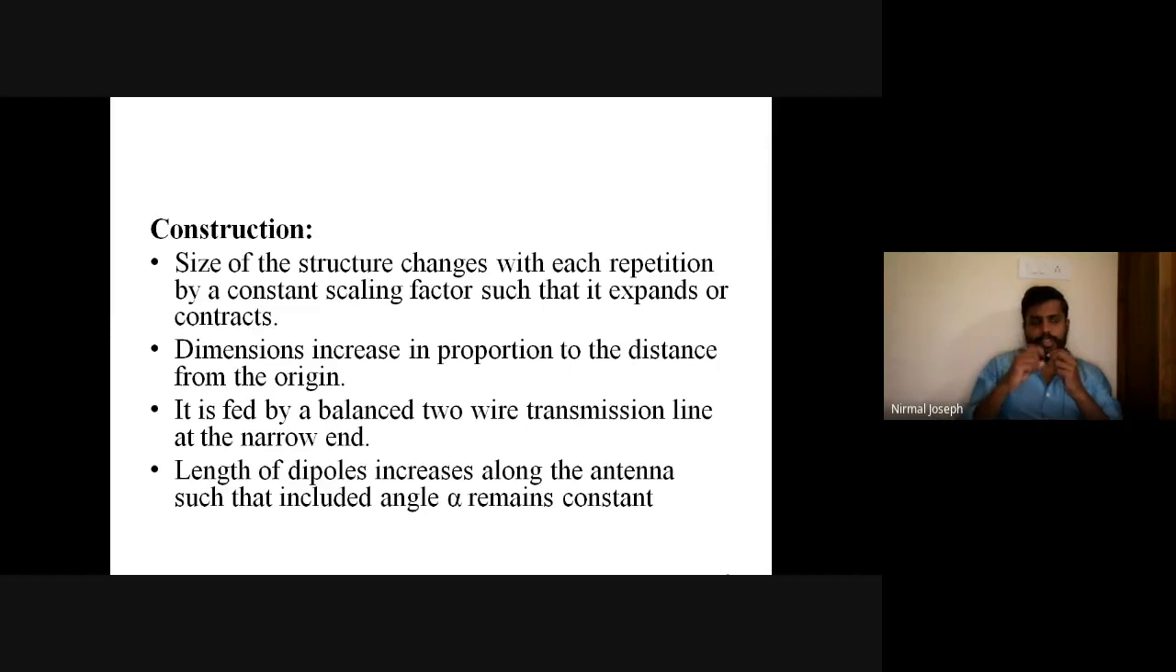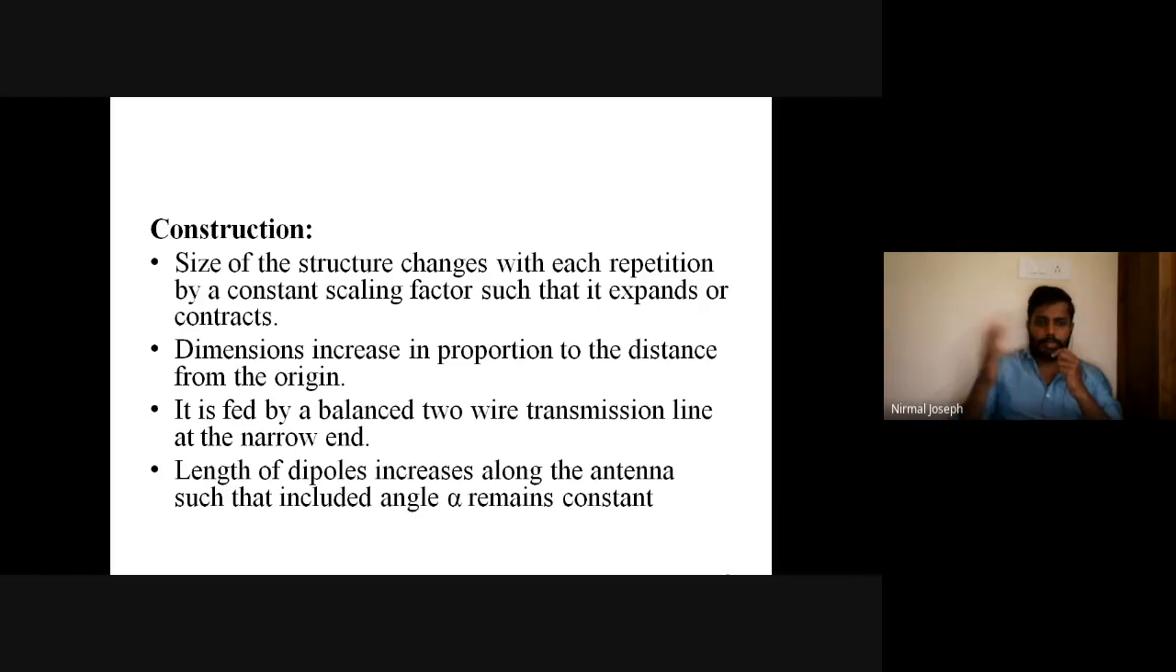Since the elements are dipole antennas, we have to give two-wire transmission line feeds. Dipole antenna means two poles are there. So for that, we have to give a two-wire transmission line feed. That's it. And where do we have to give that? At the narrow end, or at the origin.